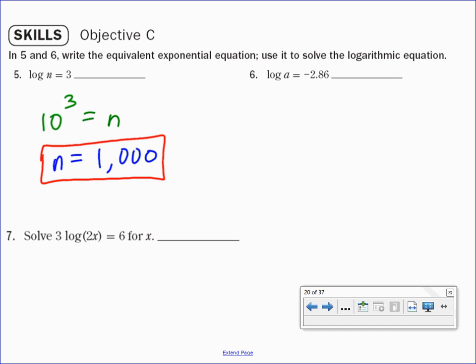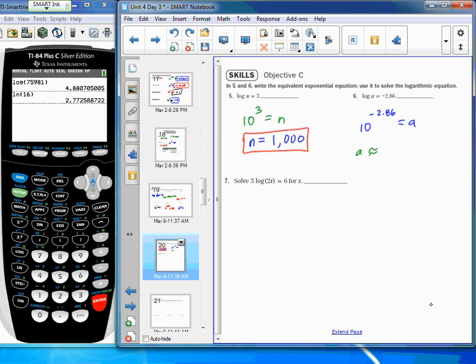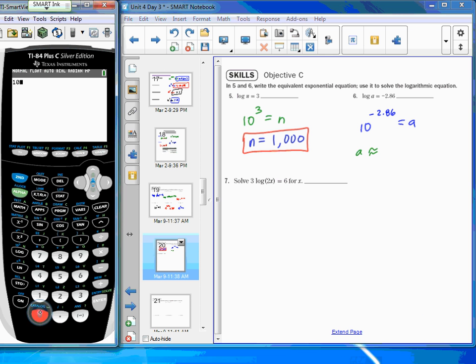The invisible base on my common log is 10. So 10 to the -2.86 equals input A. So A must be about 10 to the -2.86. How do we do? About 0.00138.